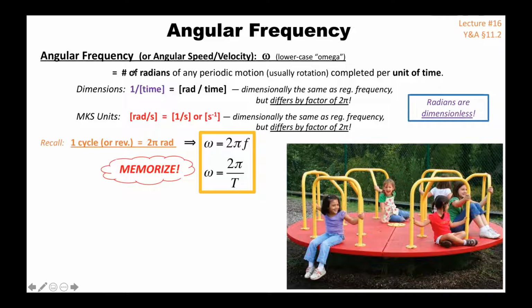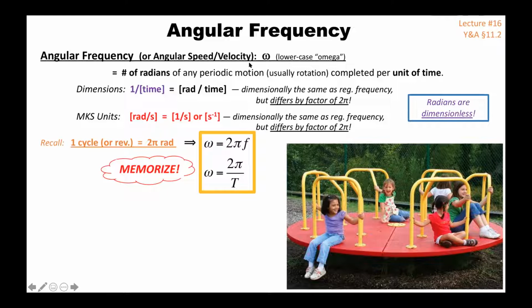So the angular unit we're going to use is the radian. So the dimensions are going to be radians per time in MKS units. That'll be radians per second. However, like I said, radians are dimensionless. So mathematically, this looks the same dimensionally as simply 1 over seconds. Radians per second and 1 over seconds mathematically look the same.